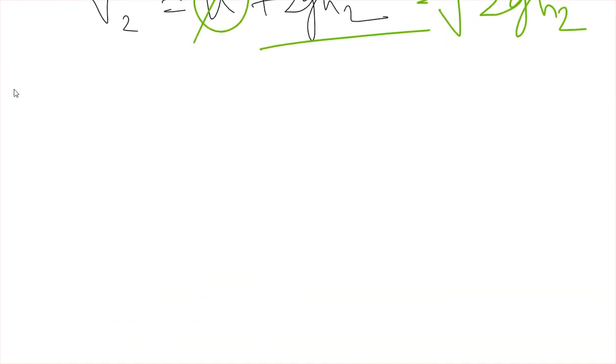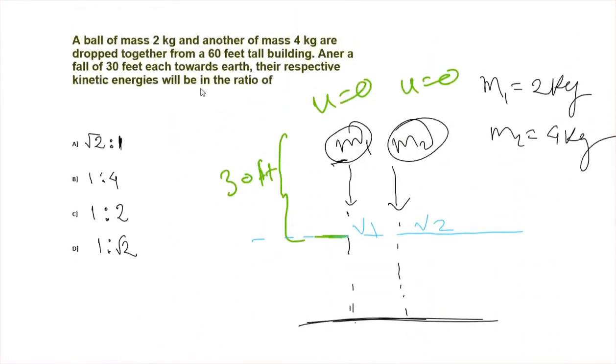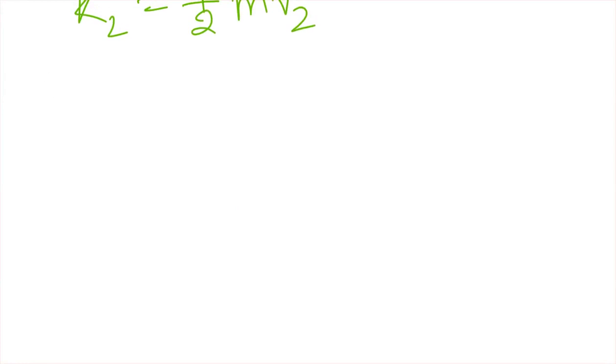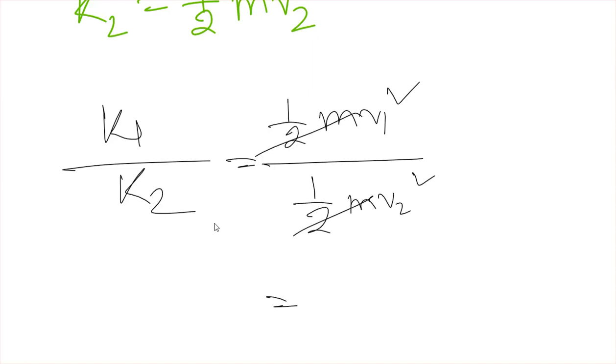The kinetic energy of ball 1, that is k1, will be half m v1 square, and the kinetic energy of ball 2 will be half m v2 square. Okay, so अब क्वेश्चन में पूछा गया है क्या, the ratio of kinetic energy. So if we divide, k1 is to k2 will be half m v1 square divided by half m v2 square. So this part will cancel out, so remaining will be v1 square divided by v2 square.